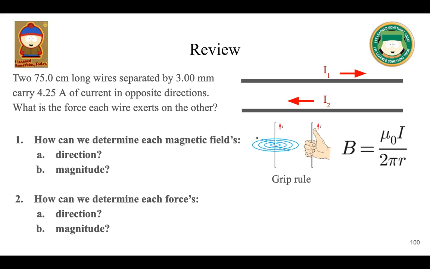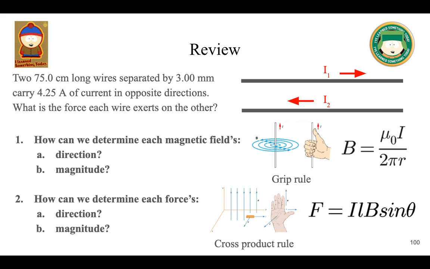These magnetic fields are going to interact with these currents, causing forces. So how can we determine each force's direction? We'll use the other right-hand rule, the cross product rule, to figure out the directions. And for the magnitudes, we'll use this formula: F is equal to ILB sine theta.